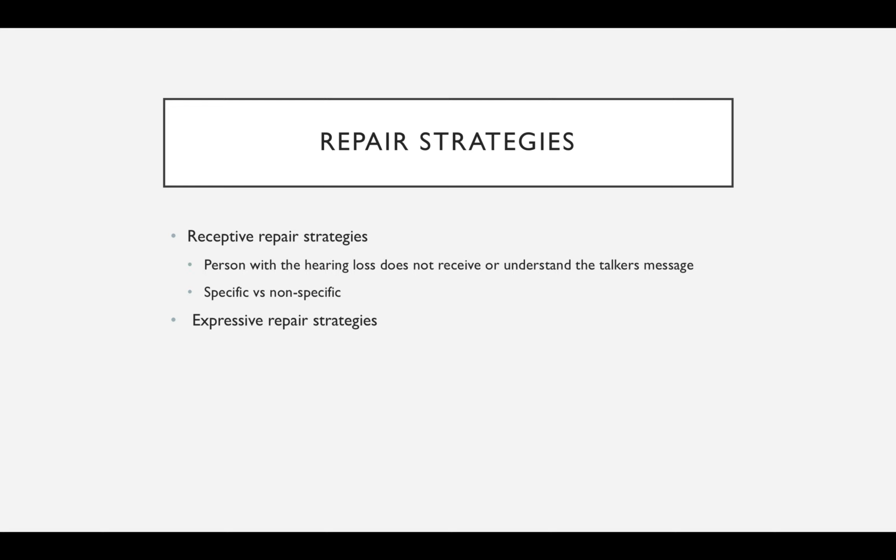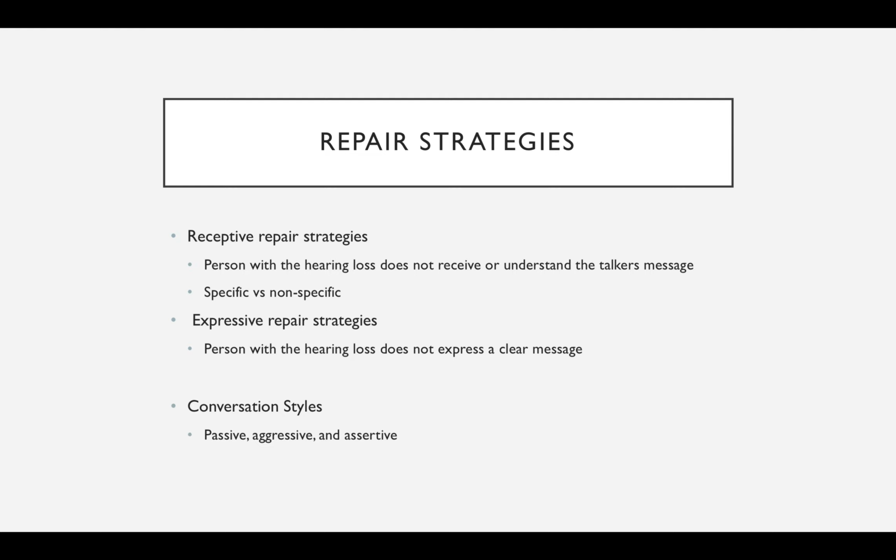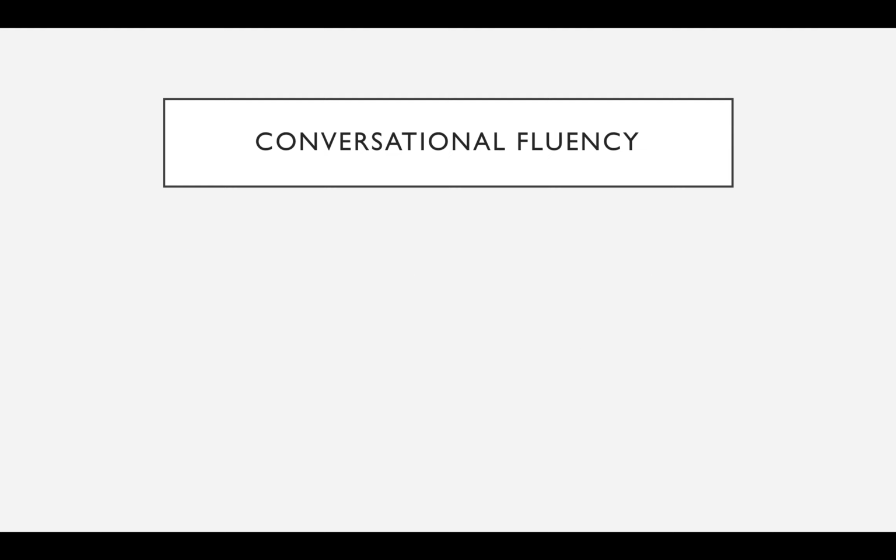So then expressive repair strategies, a person with the hearing loss does not express a clear message. So you're asking them to clarify a little bit more. And then also the 3 conversational styles that people might fall under are passive, aggressive, and assertive.